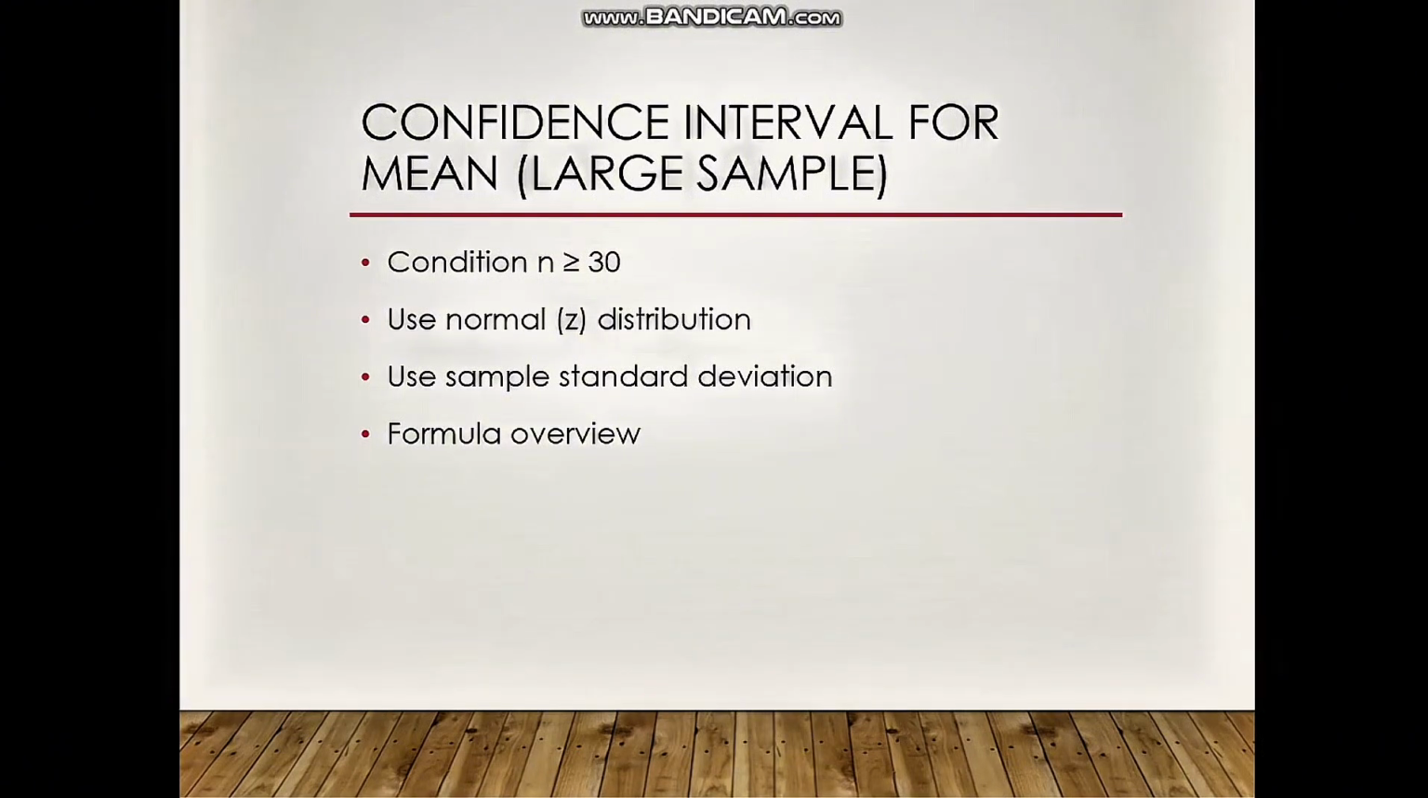When the sample size is 30 or more, we use the normal distribution. In this case, we can use the sample standard deviation instead of the population standard deviation. The z-score depends on the confidence level. This method works because of the central limit theorem. For example, a survey of 100 customers uses the normal distribution.